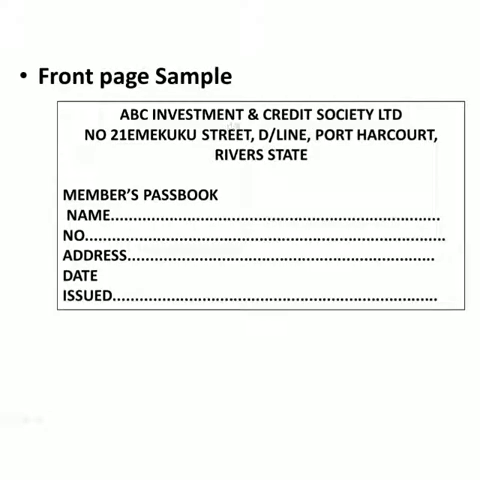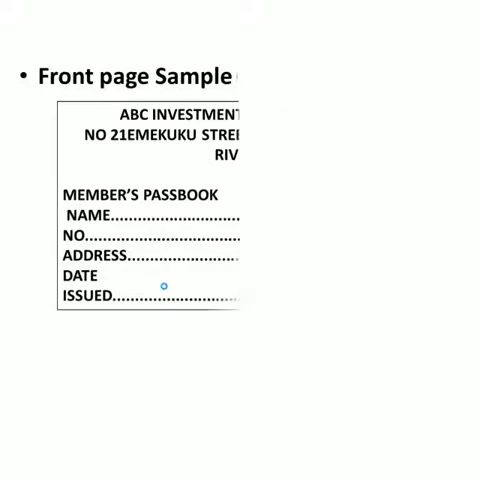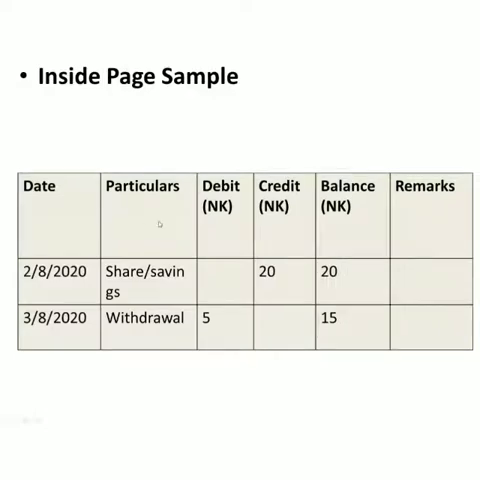Front page sample. You have the name of the cooperative, the dates it was issued, the name of a member, the address, and the number. Inside page sample, you have the date, particular, debit in naira, credit in naira, balance in naira, and remarks.